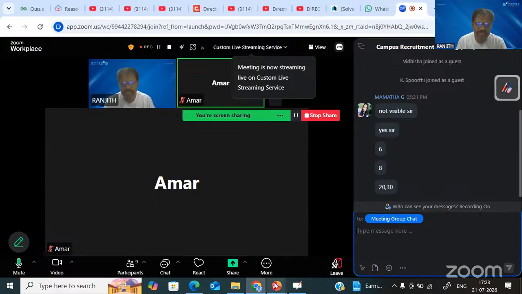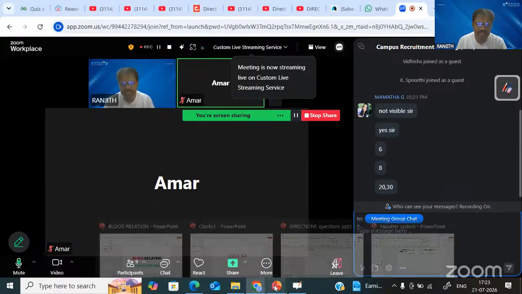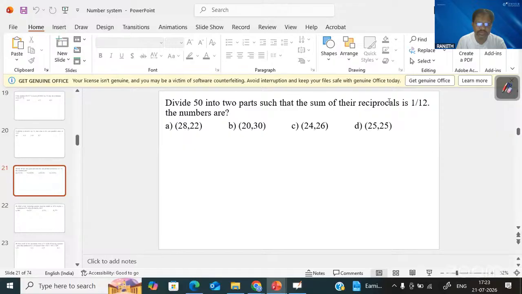By using the options, just look at here, the options are 28, 22. Here in the denominator we have 12. 12 is nothing but 3 into 4, so it should be in the 4 table and the 3 table. 28 is a multiple of 4 but not of 3. 24 is also a multiple of 4, but what about the 3 table? 25 is eliminated, so we have only two options left.